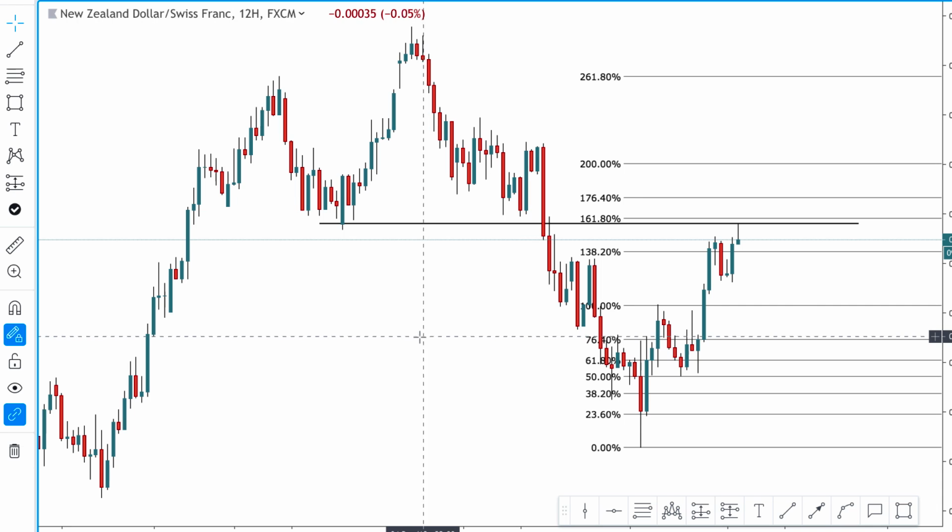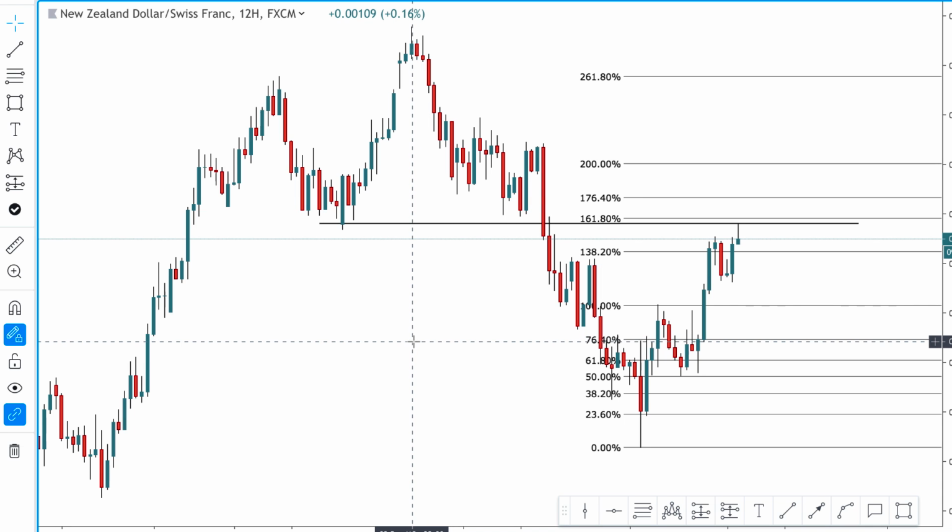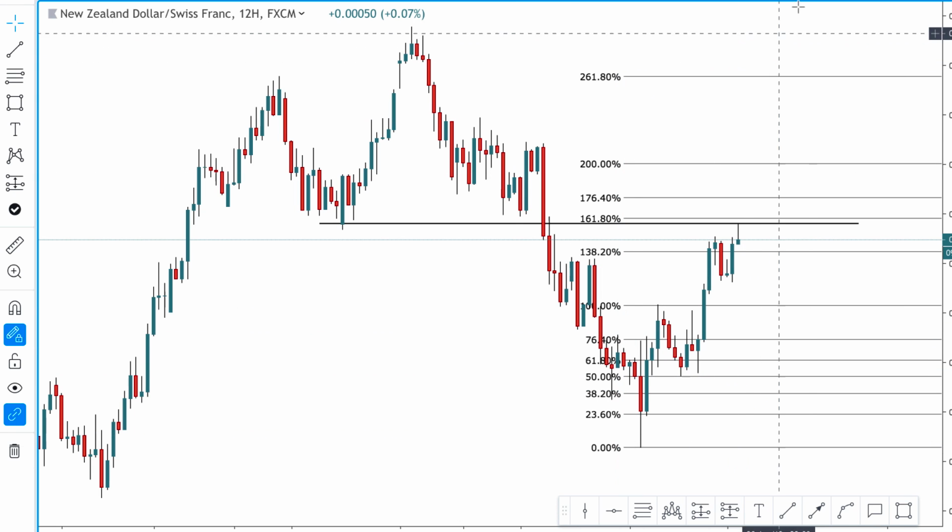So I hope you enjoy and have fun with the Fibonacci tools. They can be a great way to add another layer to your trading. Experiment with it, and I'll see you in the next video.